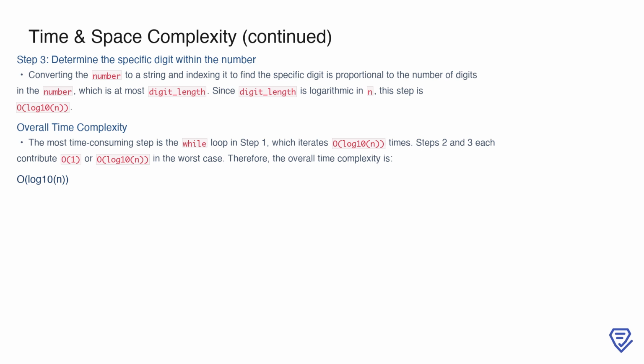Combining all steps, the most time-consuming operation is the while loop used to determine the range of the nth digit, which runs in O(log10 n). Both the number identification and digit extraction steps are either O(1) or O(log10 n) at most. Therefore, the overall time complexity of the solution is O(log10 n). This logarithmic time complexity highlights the efficiency of the approach, especially in comparison to more naive solutions.